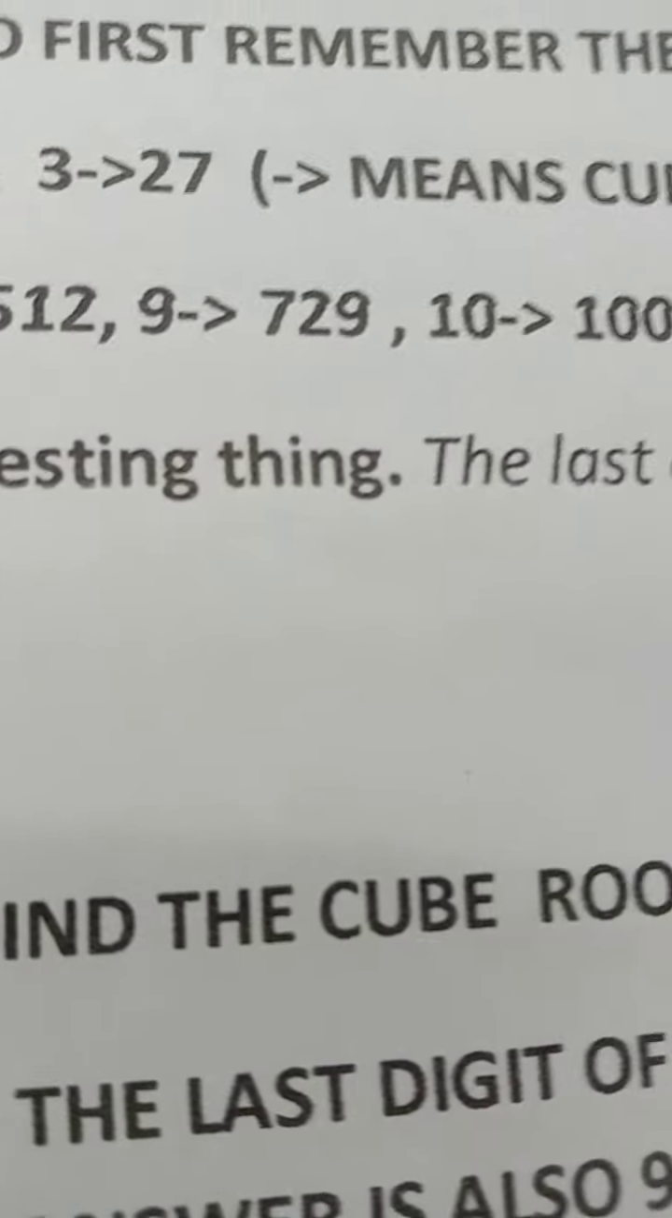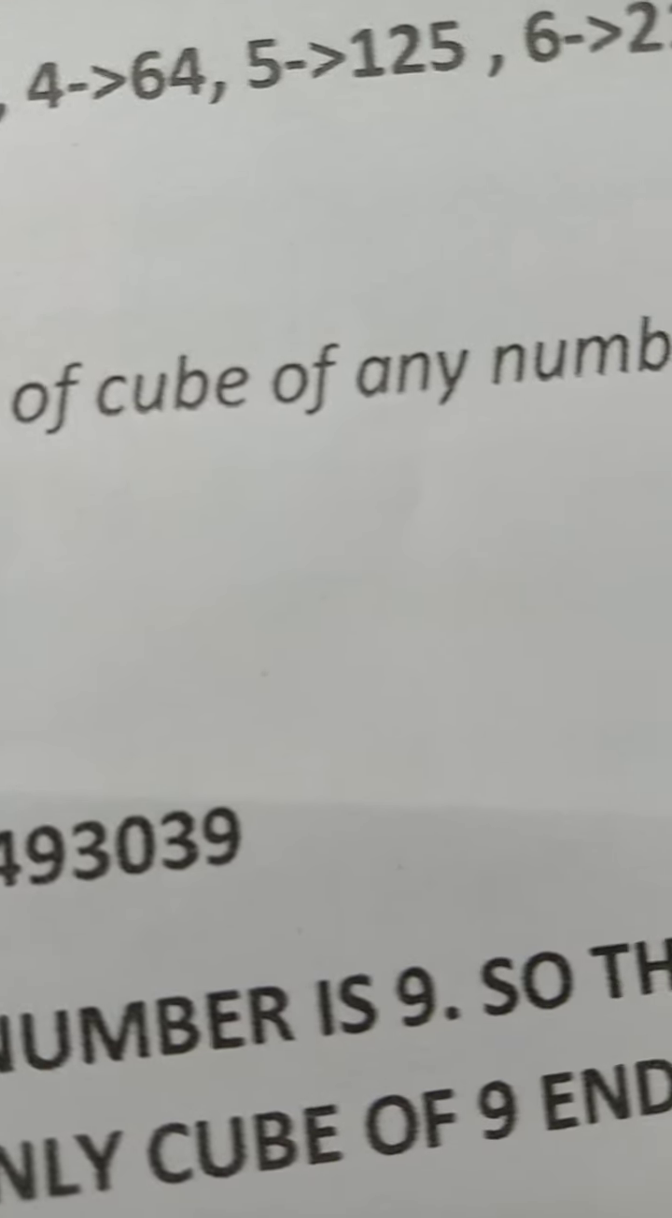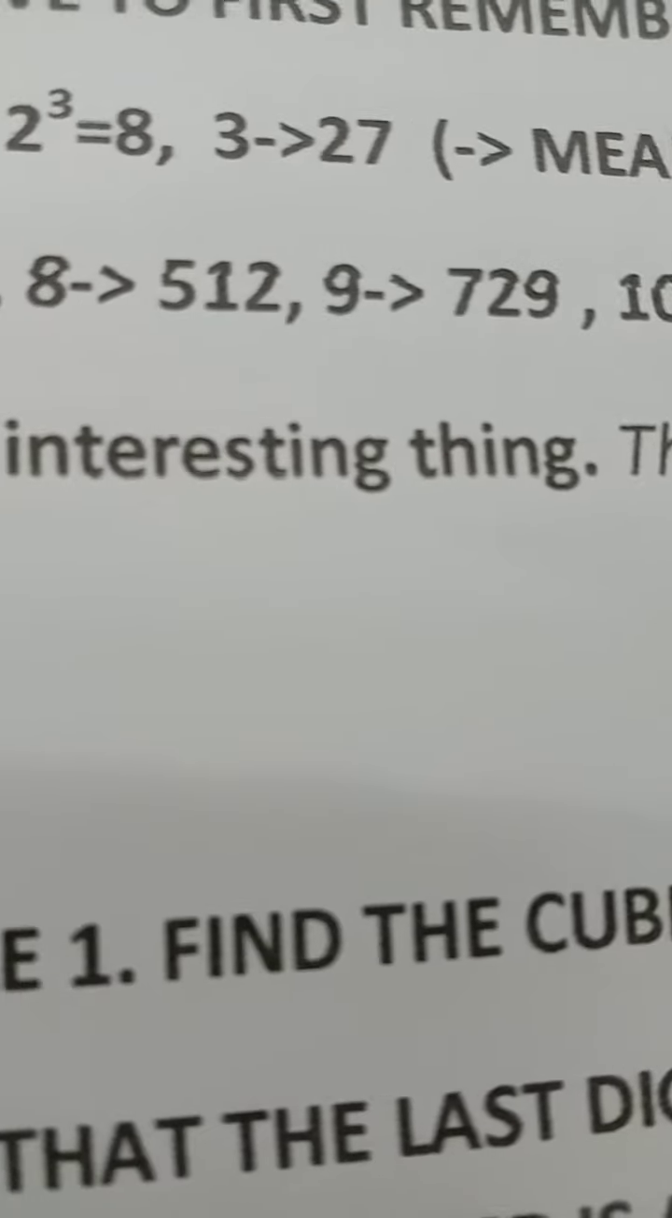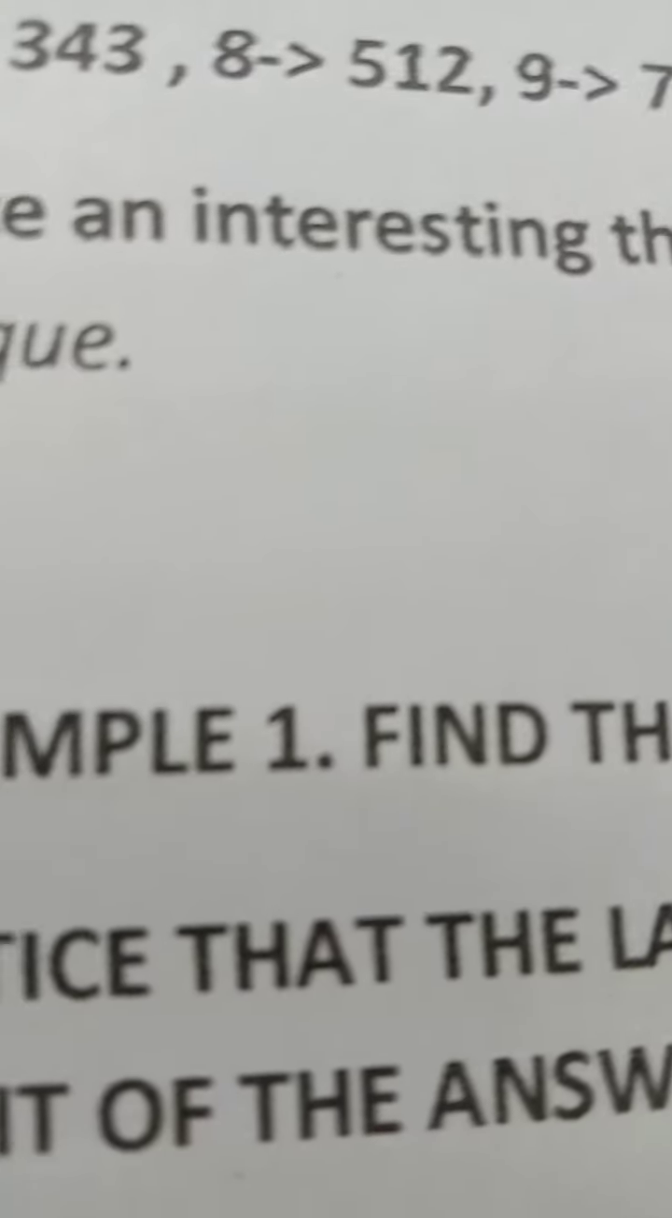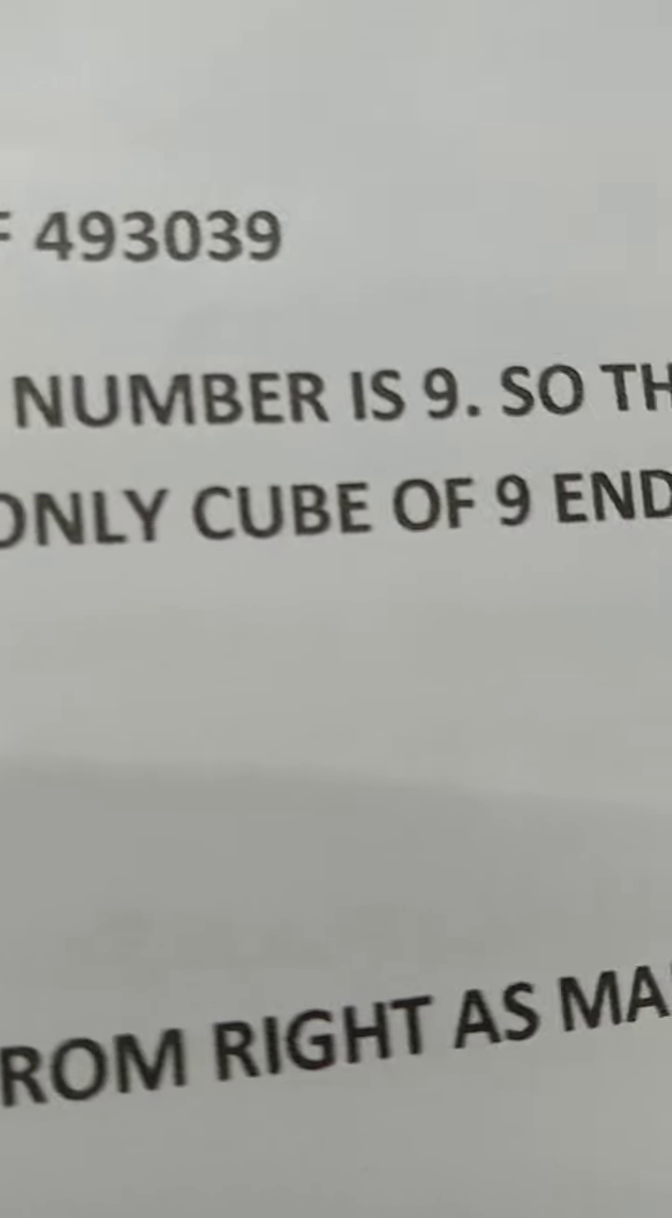Note an interesting thing. The last digit of the cube of any number is unique. That means it is different from the last digit of the cube of any other number. Example 1. We take a very simple example. Find the cube root of 493039. Now notice that the last digit of the number is 9. So the last digit of the answer is also 9, as only the cube of 9 ends with 9.